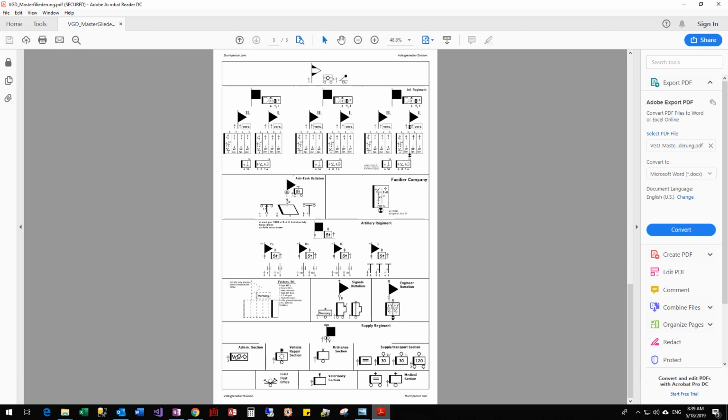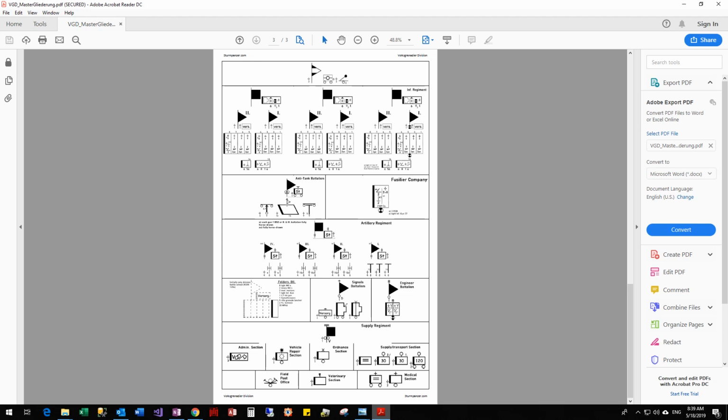When doing division research and you want to see what the division was composed of, you want to go to the organizational diagrams that actually show you the individual units inside the division. So we'll switch to one of those now. This is a theoretical, so this is what a Volksgrenadier division should look like. This isn't an actual division, this is just the theoretical or the standard.